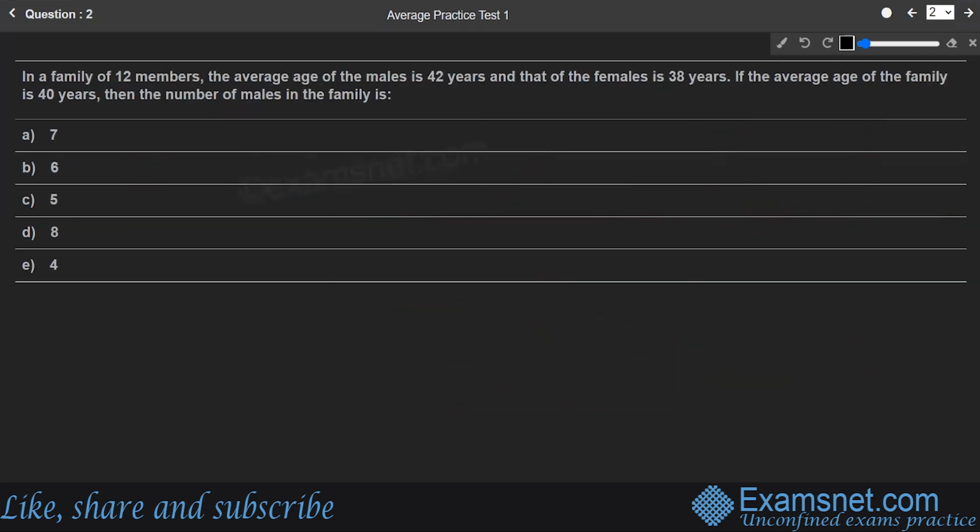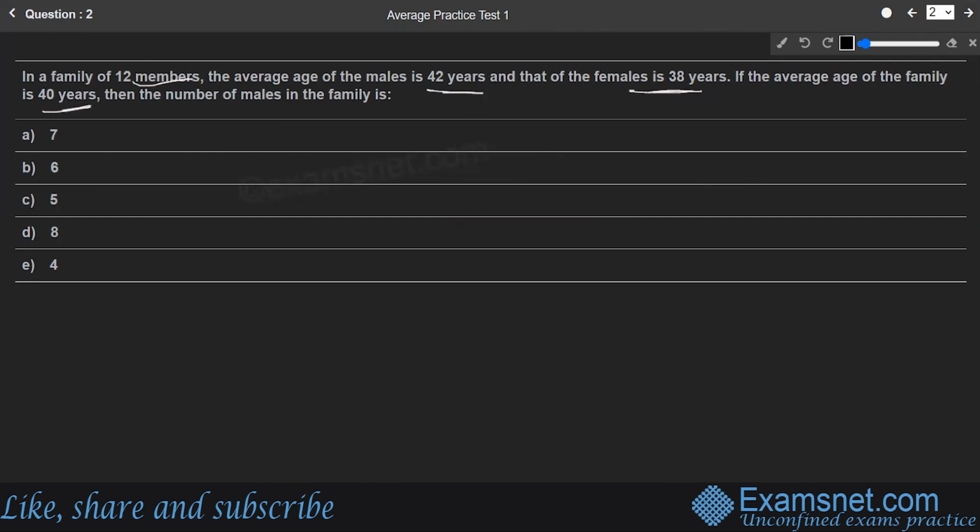Okay. The next one is: in a family of 12 members, the average age of males is 42 years and that of females is 38 years. If the average age of the whole family is 40 years, then the number of males in the family is. We are again going to solve it in the same way. First of all, he has said in a family of 12 members, the average age of males is 42 years, but the number of males is not given. Similarly, the number of females is also not given, but the total number of family members is given.